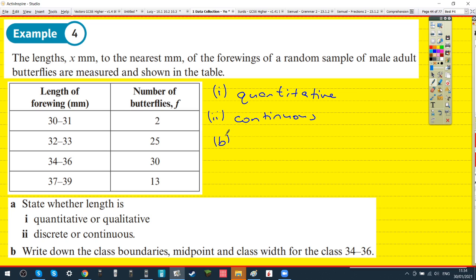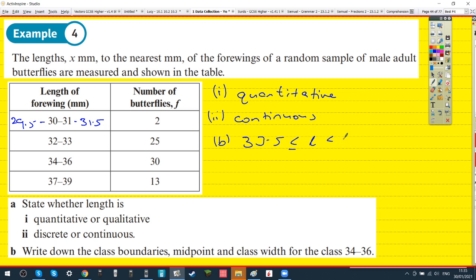Any idea about B? Would the midpoint be 35? You would think so. However, because it's continuous data, these have been rounded, so you need to unround it. So, for example, for the very first group, if the length of the wing of a butterfly was 29.5, they would have rounded it up to 30. And so that group is actually 29.5 to 31.5, not including 31.5, but including 29.5. Something similar for the 34 to 36 one. So it'd be 33.5 and 36.5.